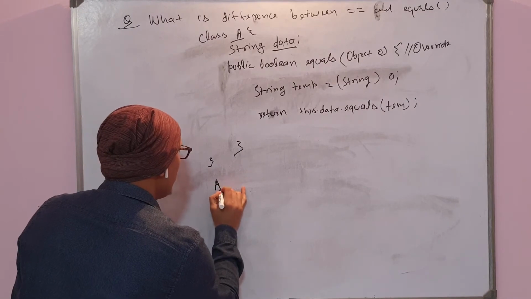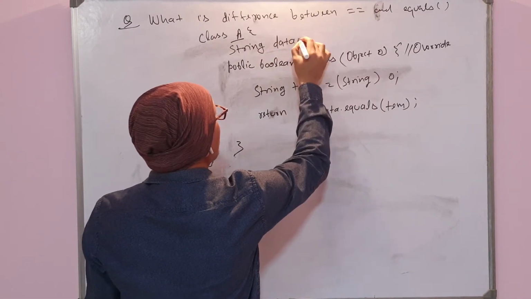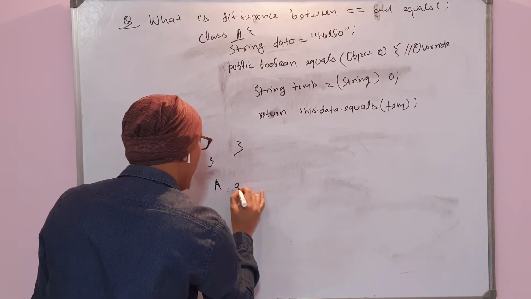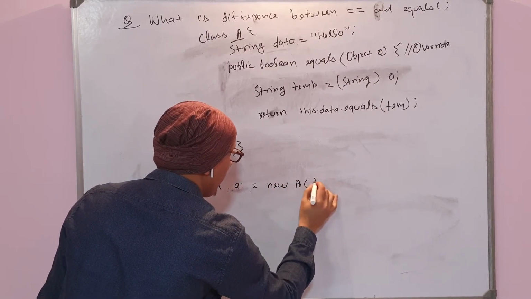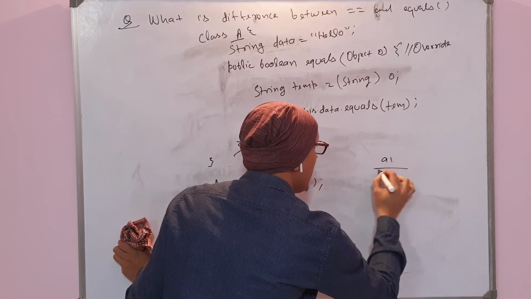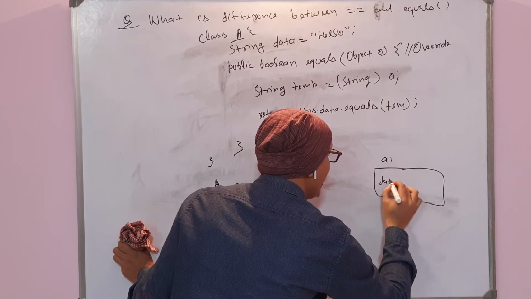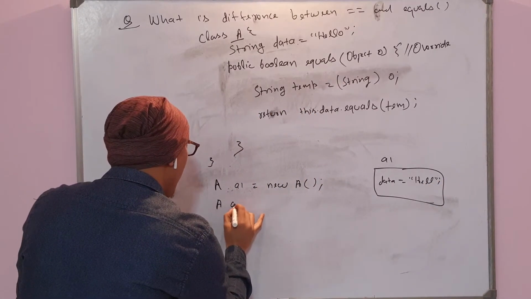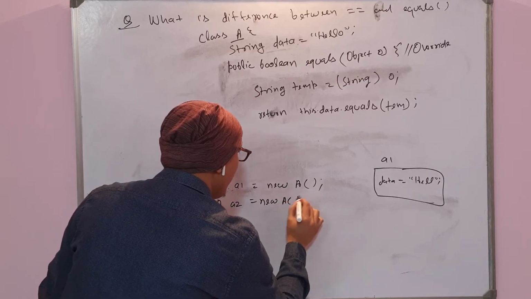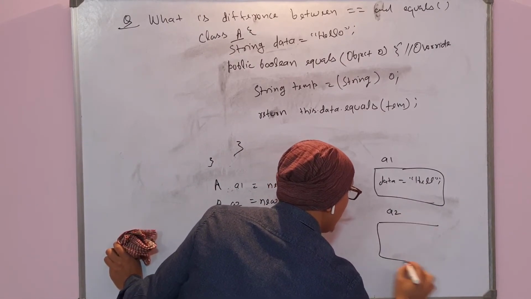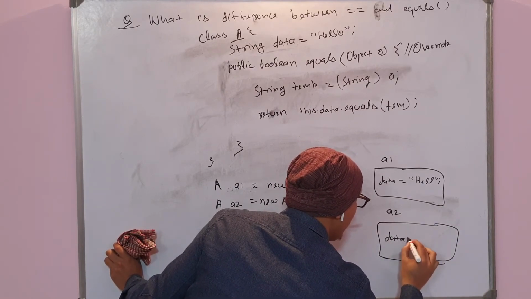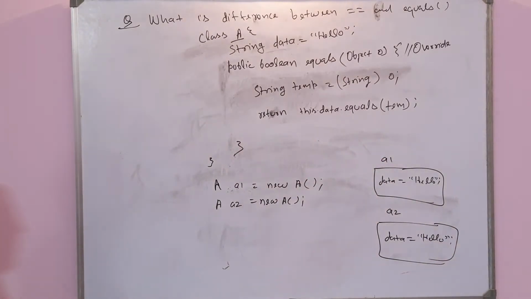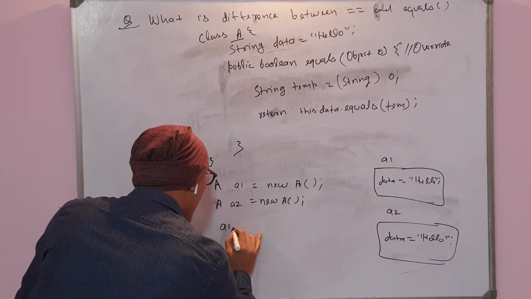So after this, what you can do: a1 equal to new A, so a1 is an object where it is having data equal to hello. a2 equal to new A, where a2 will be again an object where data equal to hello. Okay. Now when I call a1.